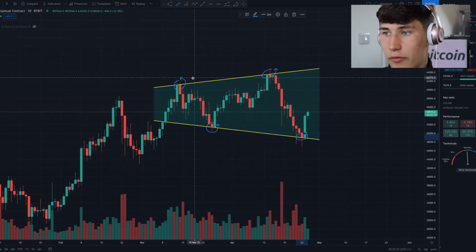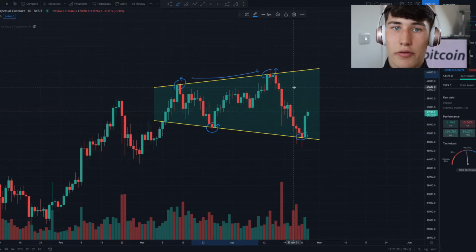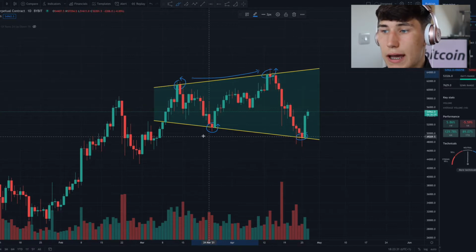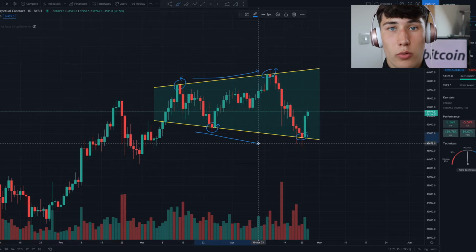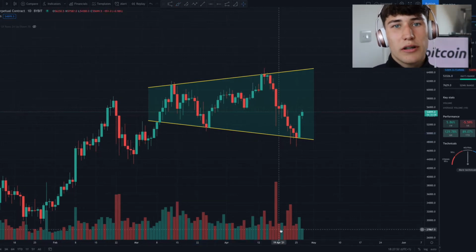So the top of the Megaphone pattern is obviously acting as the resistance, and the bottom of the Megaphone pattern is obviously the support. A Megaphone pattern is generally formed when the market is highly volatile in nature, which is Bitcoin down to a T. Bitcoin right now is the most volatile market in the world.